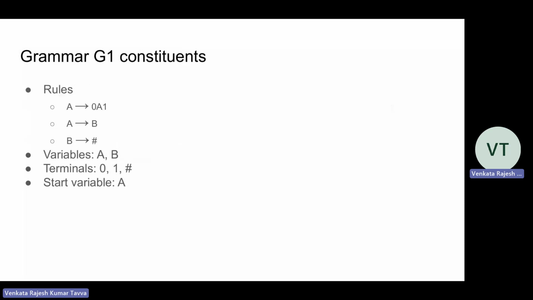So in this particular grammar, let's call the previous grammar G1. These are the constituents. These three are the rules, and the variables are capital A and capital B, the terminals are 0, 1, and hash, and the start variable is A. Okay.